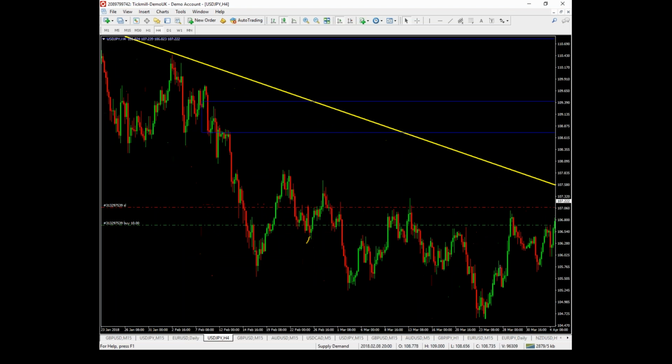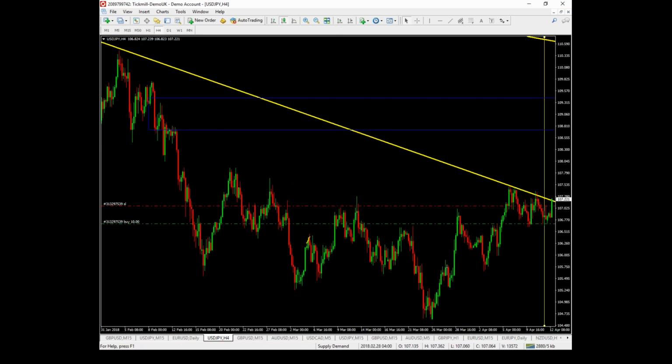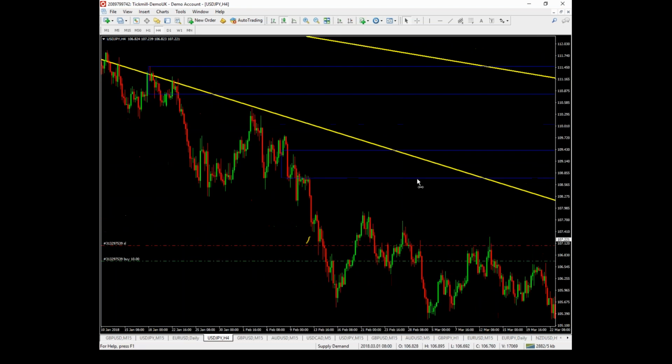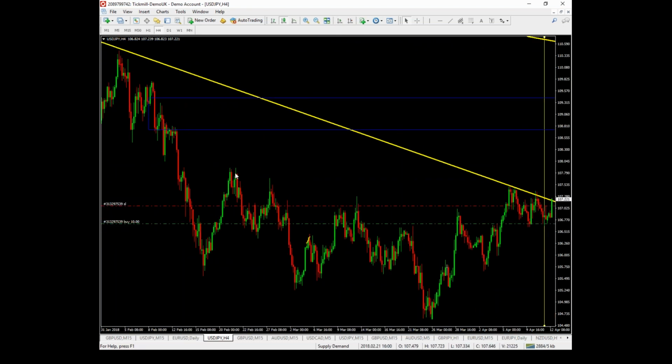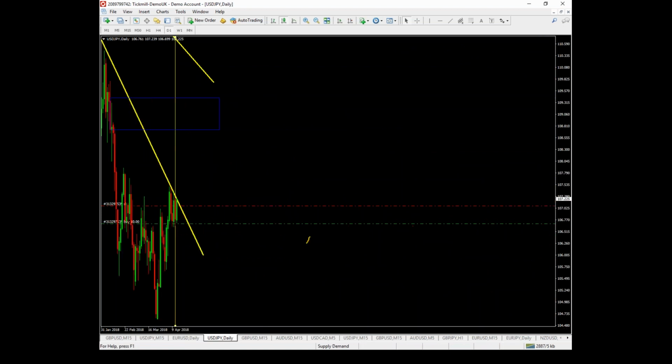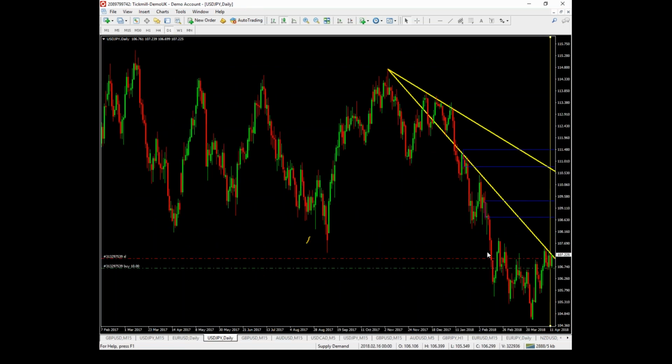So we can use this small area here to draw our levels on as well. If you do this and then we look back here, you can see we've got this area here. That's what we want to be looking at. This is where we drew our first line, from that big drop there.